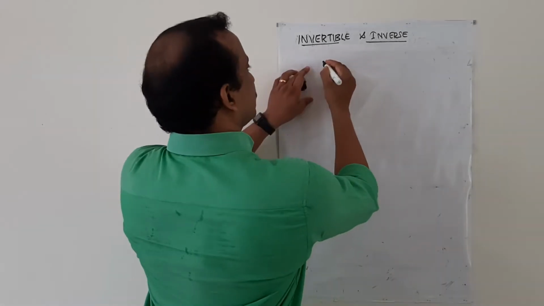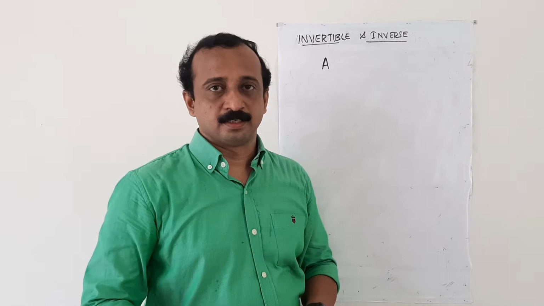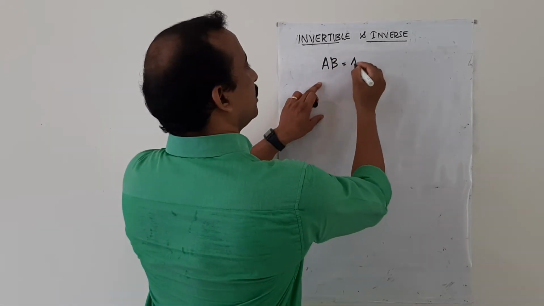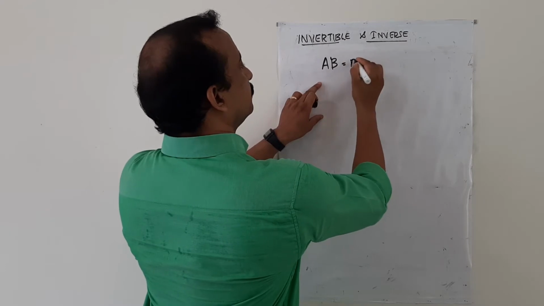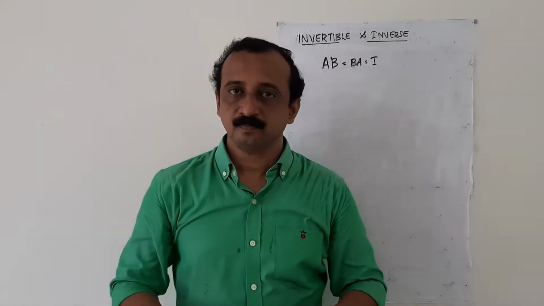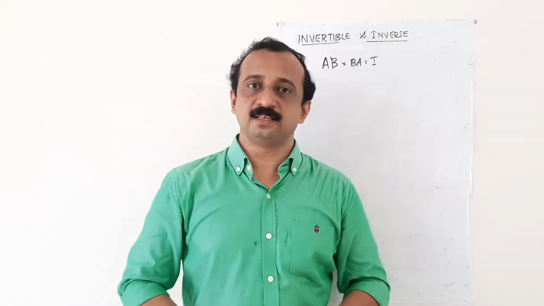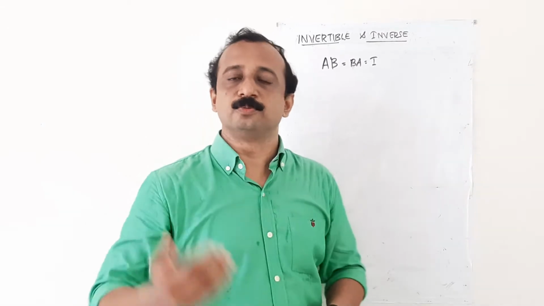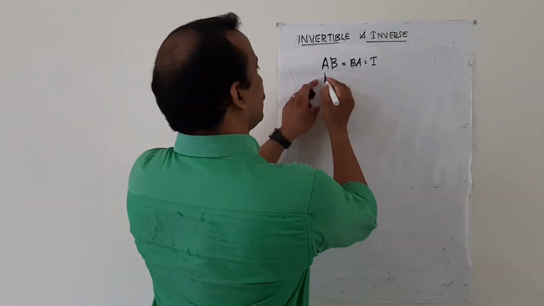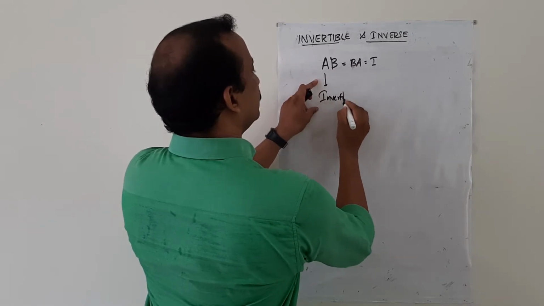Here, first of all, I consider a square matrix A. There exists another square matrix B such that AB is equal to BA is equal to an identity matrix. A is any square matrix. There exists another square matrix B such that AB equal to BA is equal to I. Then A is called an invertible matrix.